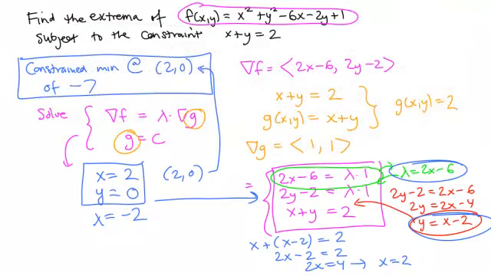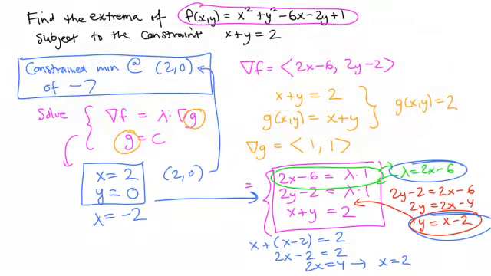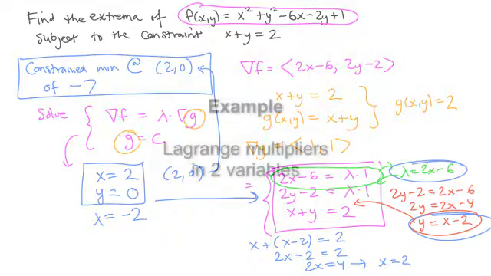Now, it doesn't actually tell me whether it's a maximum or a minimum. All it tells me is that this is the location. I'd still have to go through the same graphing argument we did before. Let's try a slightly more complicated constraint curve, but let's just keep this function with us right now.